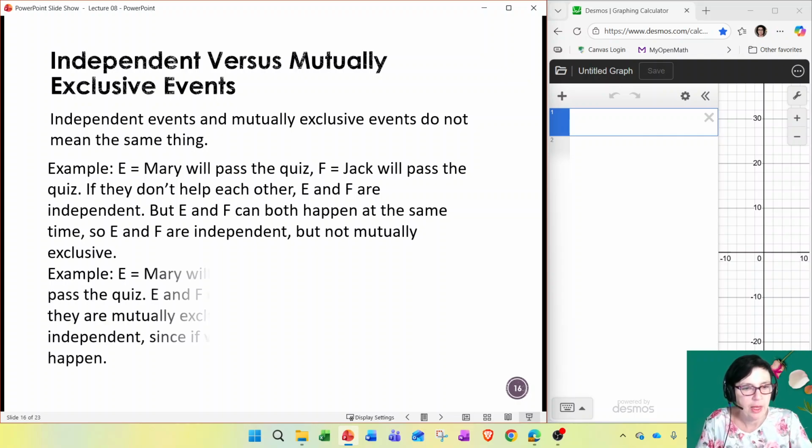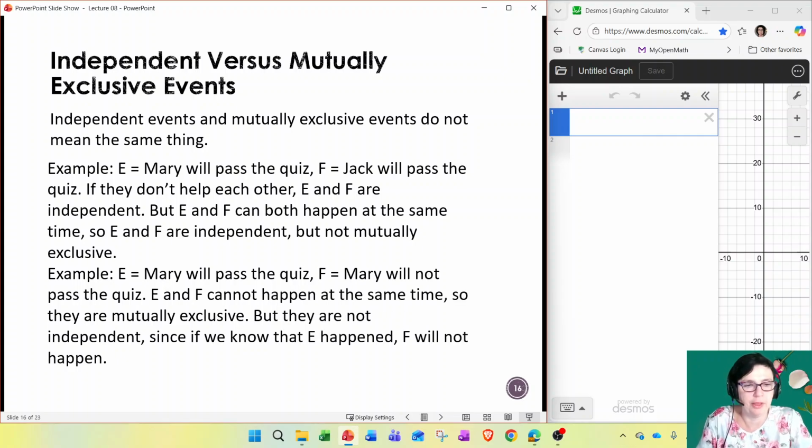That's not happening here. Now, if I give you another example, example number two, where Mary will pass the quiz and F will be Mary will not pass the quiz. These two events are not happening at the same time, right? Because if she passes, it's not possible that she doesn't. So these events are mutually exclusive. However, they're not independent. Why? Well, if I told you, for example, that Mary passed the quiz, that is going to affect the chance that she will not, because now the chance that she will not is going to be 0, because you know that she passed it. So these are not independent. So just don't think that these two things are the same thing.